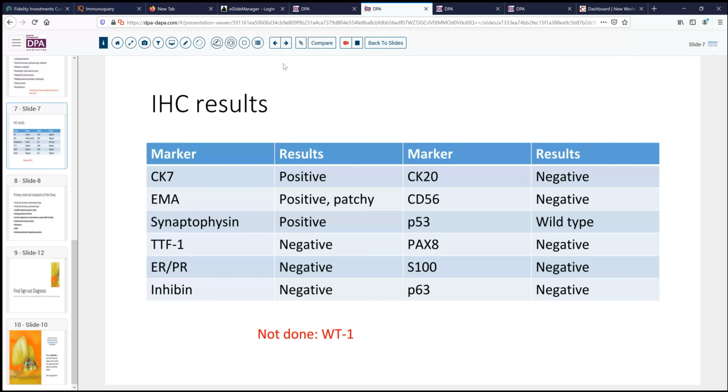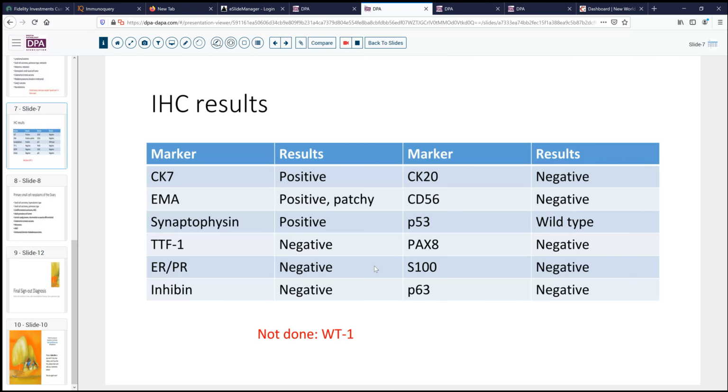So needless to say, in the modern era, a panel of immunohistochemical stains was performed on this case, and this summarizes nicely the results. We had positive staining with cytokeratin 7, EMA, and synaptophysin. However, other neuroendocrine markers like CD56 were negative. Hormone receptors were negative. Sex cord stromal marker, inhibin, was negative. Other epithelial markers like P63, PAX8, S100, TTF1 were interpreted as negative.